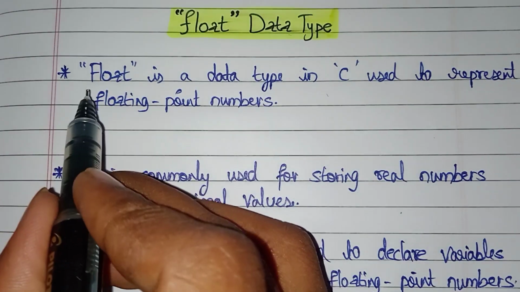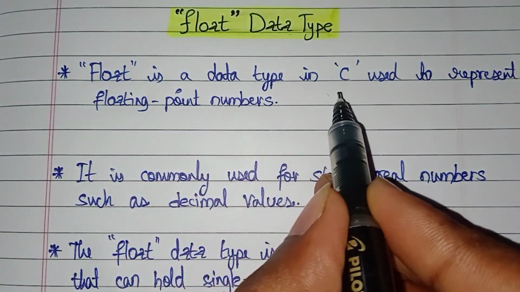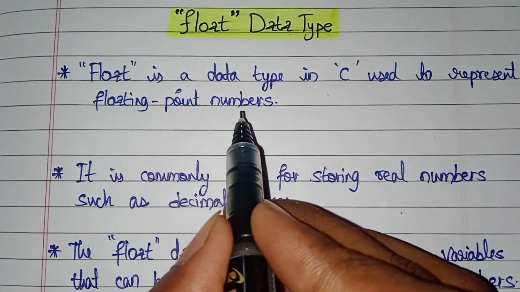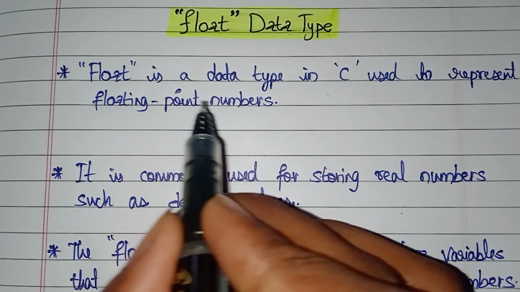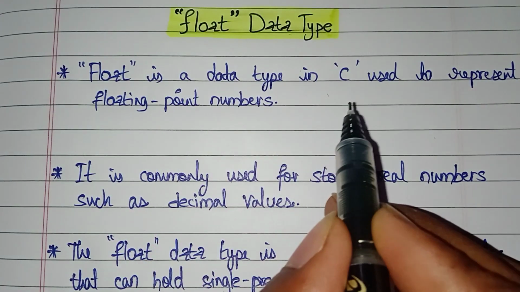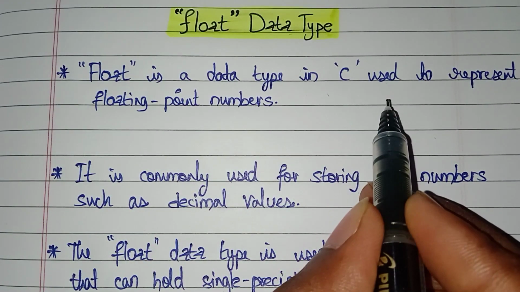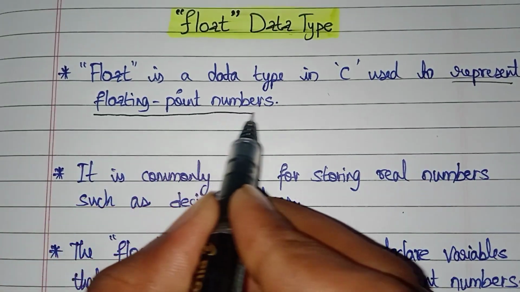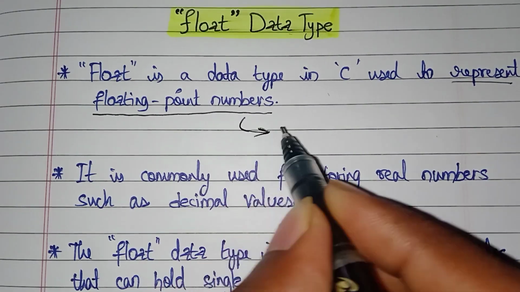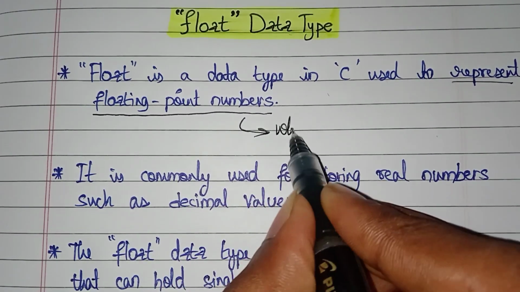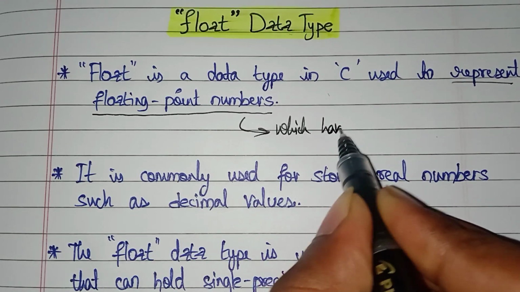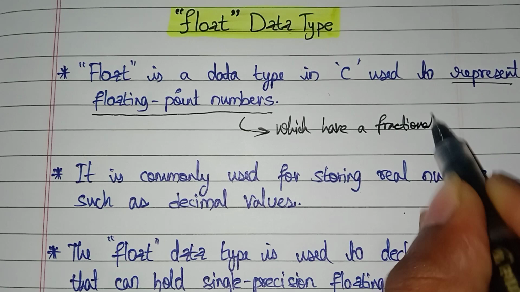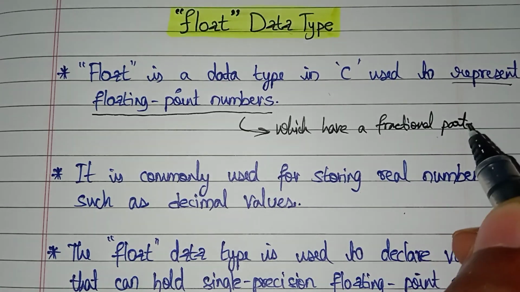Float data type. Float is a data type in C programming language which is used to represent the floating point numbers. Okay. In C programming language, float data type simply represents the floating point numbers. So the floating point numbers are the numbers which have a fractional part.